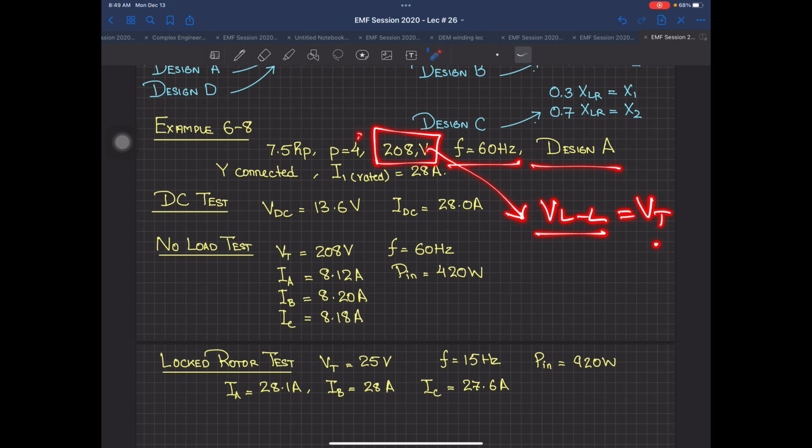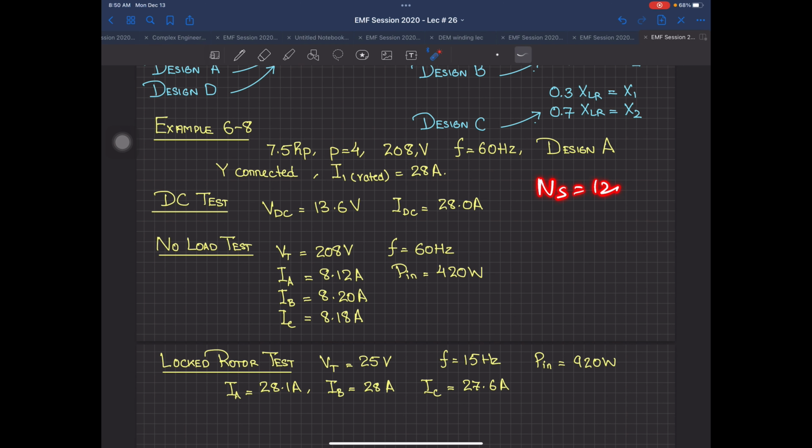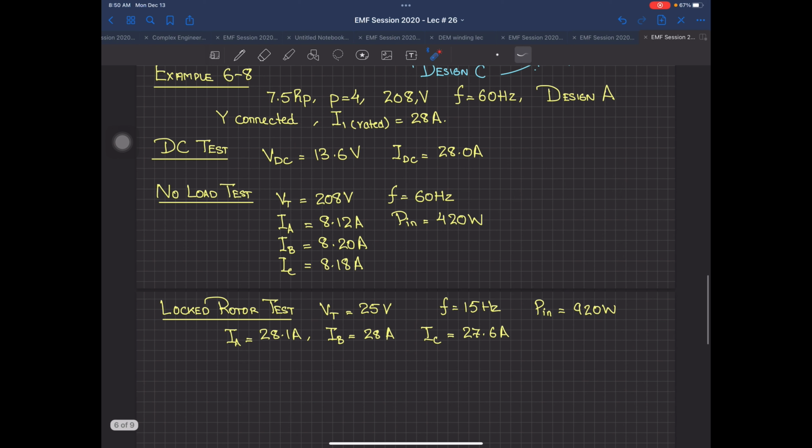Number of poles are 4, so this means that your speed is going to be equal to NS equal to 120 into frequency 60 divided by 4, which is 1800 RPM, and it's Y connected. I1 rated is 28 amperes, it's a big machine, and the DC test results are there.